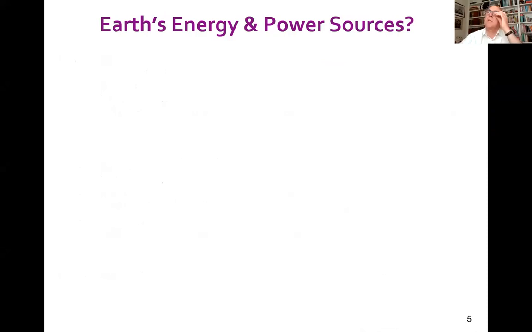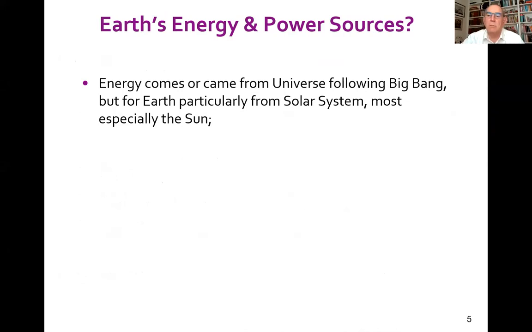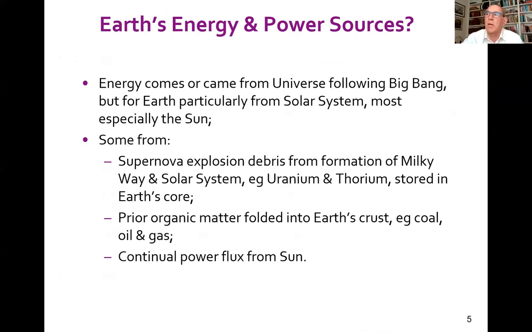So let's now turn to the Earth and our energy sources. The energy we use comes from the universe. It actually comes from after the Big Bang. And for the Earth in particular, it's coming from the solar system, most especially from the sun. So we've actually got 3 sources of energy in the Earth. Some of the energy comes from when the Milky Way was created. There was a supernova explosion, and debris from that explosion formed the Milky Way and the solar system.